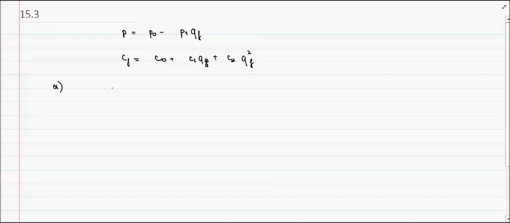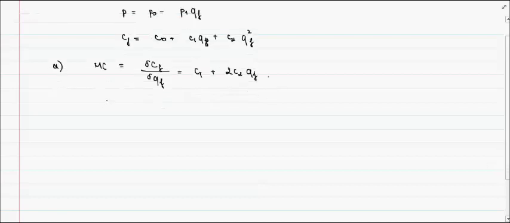Okay, so marginal cost is just going to be the differential of the total cost function with respect to quantity QF. Okay, so if I differentiate this cost function, C0 will become 0, C1 QF is C1, and plus 2 C2 QF.